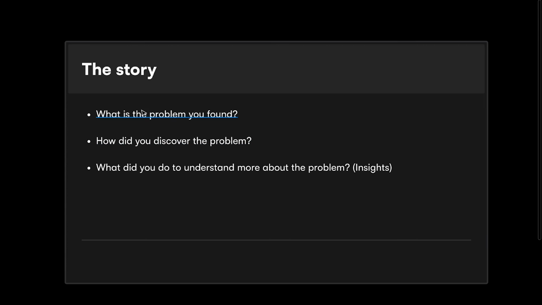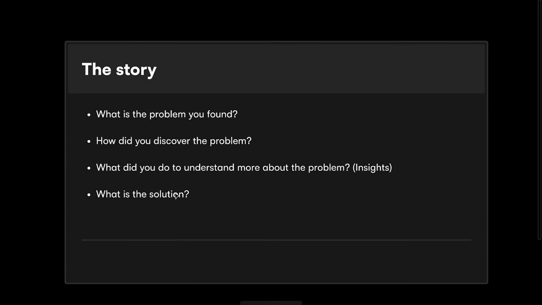Now, the thing here is that all of these three things can sometimes be combined together. Maybe these two can be combined together, or maybe these two can be combined together. This is not a hard and fast rule. Try to understand the structure of the story. You're building up slowly one by one and giving more context to the user one piece at a time.